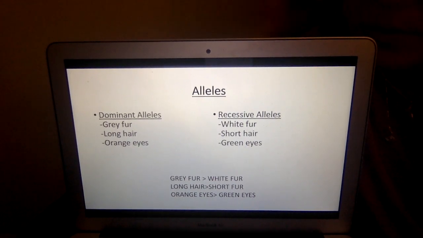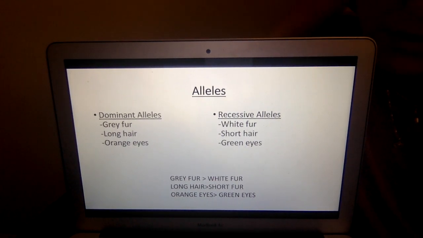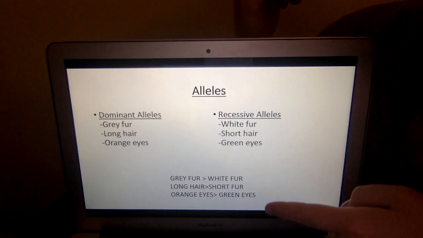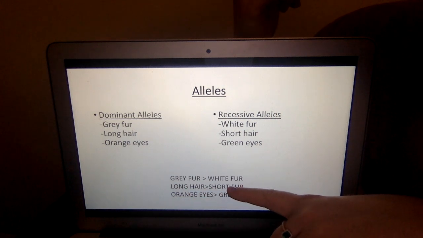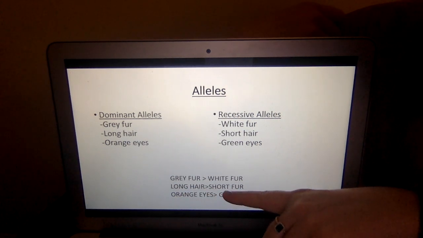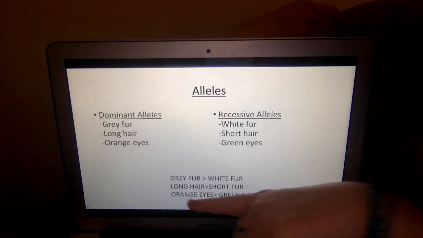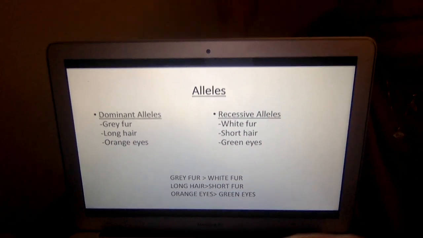So for the dominant alleles, we have gray fur, long hair, and orange eyes, and for the recessive alleles, we have white fur, short hair, and green eyes. So I like to look at it like this. Gray fur is going to be dominant over white fur, long hair is going to be dominant over short hair, and orange eyes is going to be dominant over green eyes.